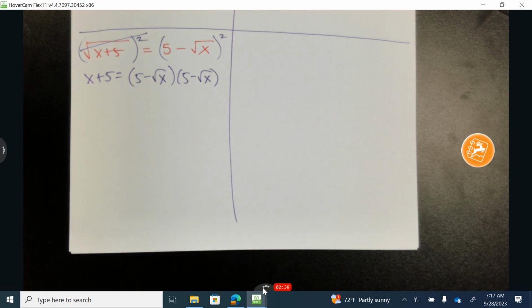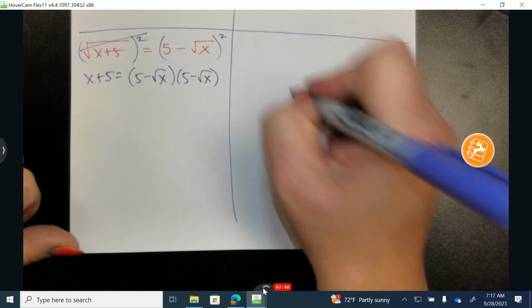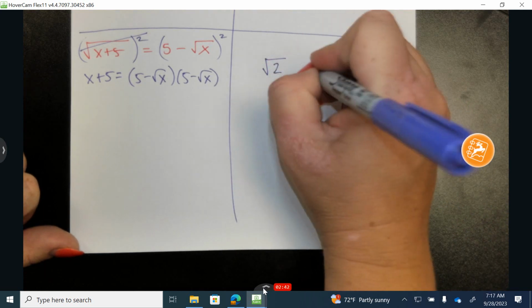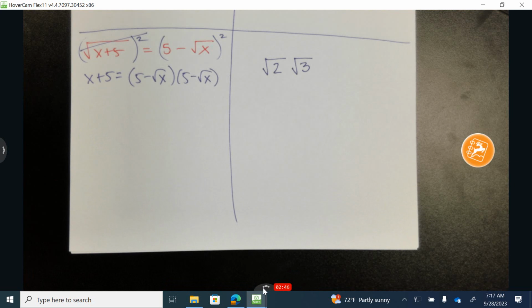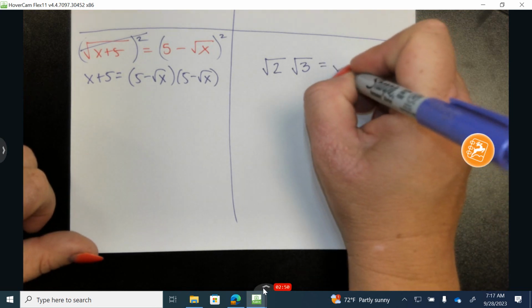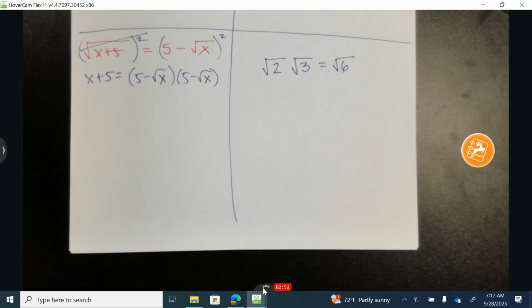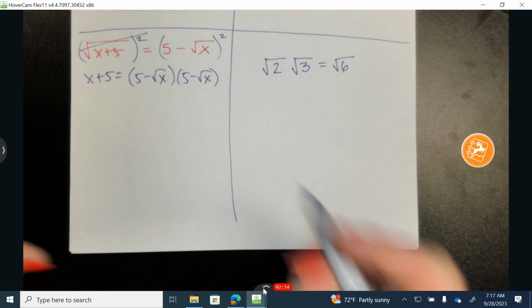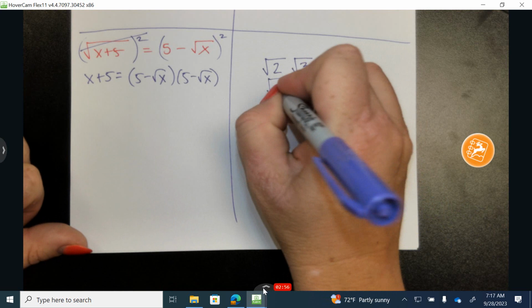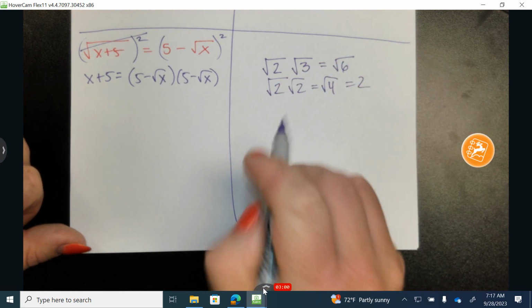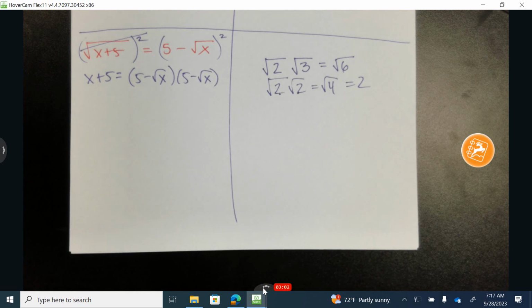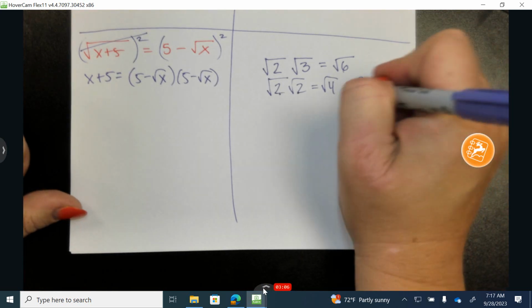Now just a side note, if you didn't know this, here's an example. If I take the square root of 2 times the square root of 3, you're able to do this with multiplying and dividing. 2 times 3, the square root of 2 times the square root of 3 is the square root of 6, okay? So just the same, the square root of 2 times the square root of 2 is the square root of 4, which is 2. So if you take the exact same thing, the square root of some quantity times the square root of the exact same quantity, you're left with the original quantity.